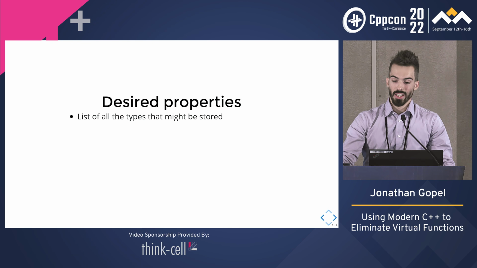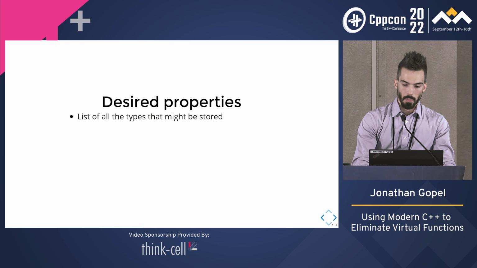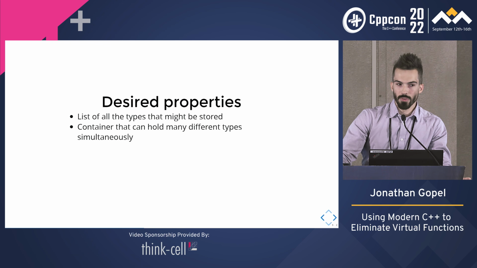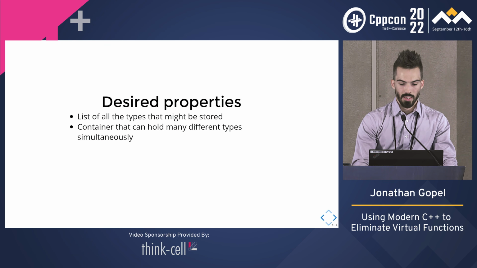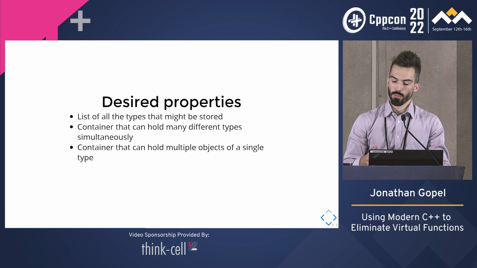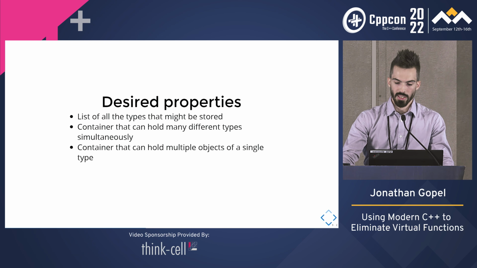As with before, we need to know a list of the types. That's kind of foundational to this approach. Ideally, we want to deduce those. Here, we're not going to be able to, unfortunately. We need some container that can hold many different types simultaneously. Hopefully, when I say that, everyone thinks tuple or something along the lines of tuple. And then if we want to hold more than one of a specific type, we need some container that can hold more than one of a single type, right? So a vector, a list, an array, hopefully everyone's thinking along those lines.